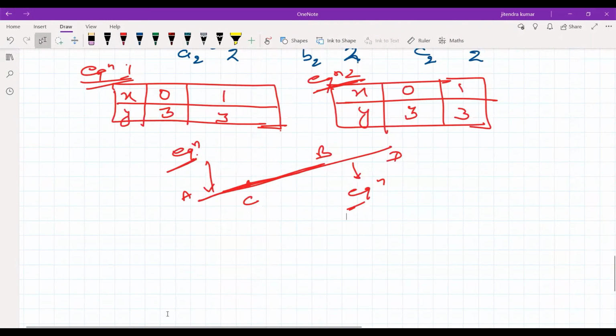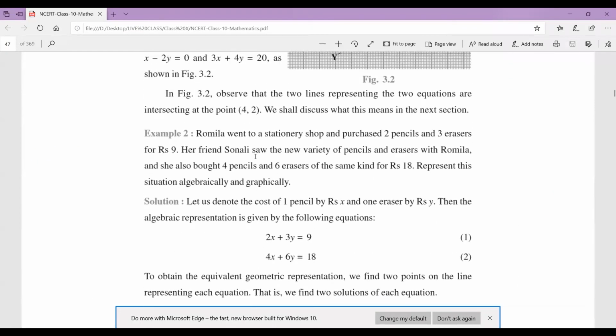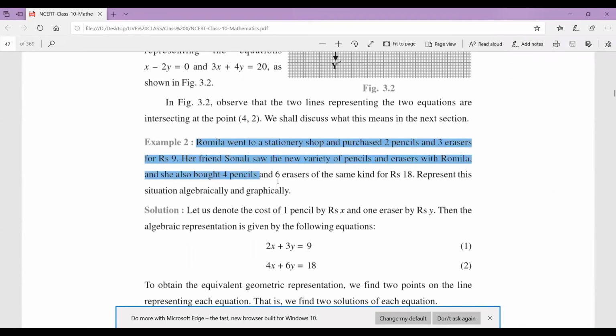Okay, so this type of questions are in your exercise 3.1. Okay, so this is your NCERT book. So we have just discussed this one.